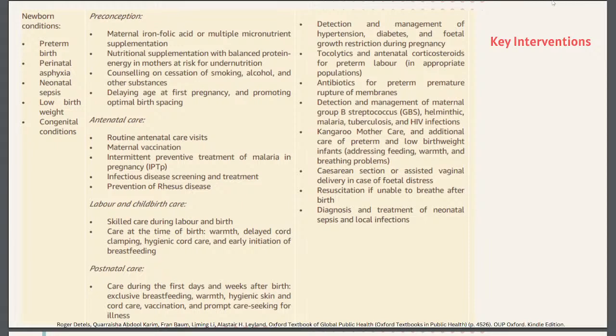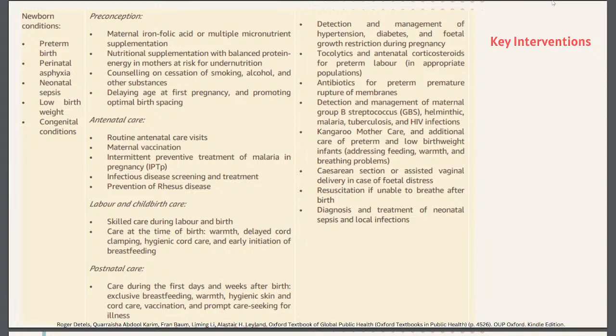Kangaroo mother care and additional care of preterm and low birth weight infants, addressing feeding, warmth and breathing problems. Now this you will read in your pediatrics and in community medicine also, that a simple intervention of bringing skin to skin contact for a low birth weight baby is going to increase the survival chances of that baby. The baby is kept between the breasts of the mother, because a low birth weight baby itself is a risk factor for poor survival.